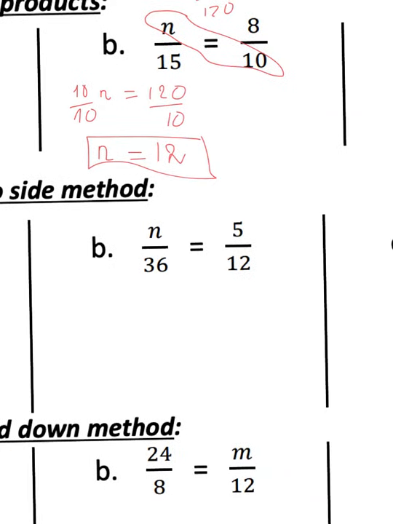B, n over 36 equivalent to 5 over 12. Remember the arrow always goes toward the variable. How many times does 12 go into 36? 3 times. So 5 going to n needs to be 3 times. Remember, it needs to go forward to the variable. So your n, 3 times 5 or 5 times 3, will be 15.